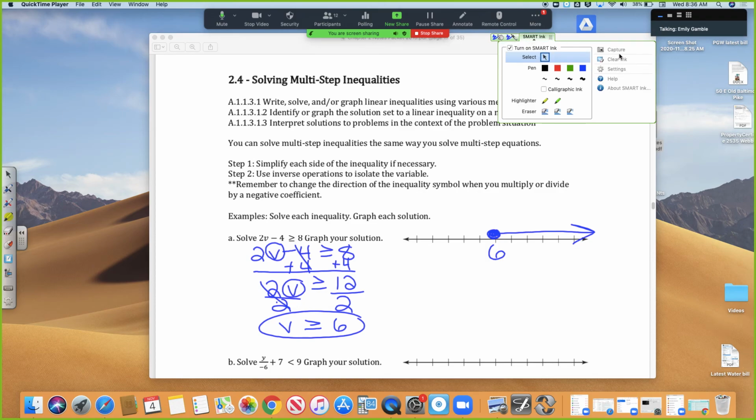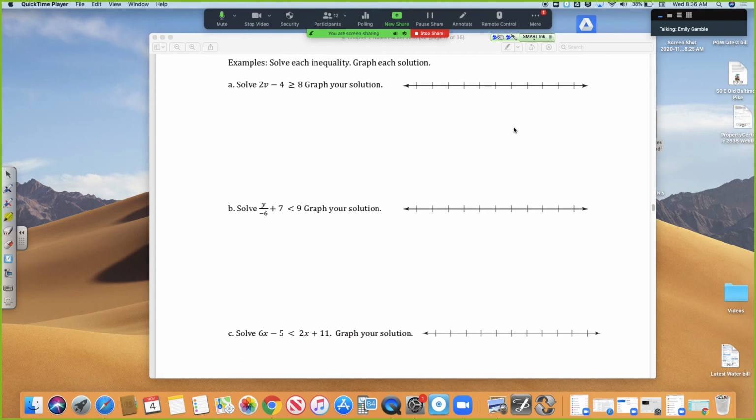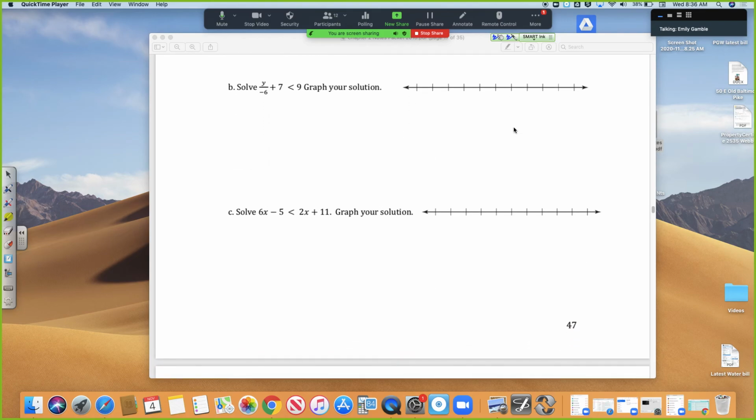Letter B is a little bit more tricky. So if we look at letter B, it says solve y divided by negative 6 plus 7 is less than 9. Again, I like to rewrite these just because it's easier for me, but this is not necessary. So I'm solving for y. For this problem, the first thing I want to do is get rid of that extra plus 7 on the end. So to get rid of the plus 7, I'm going to subtract 7 from both sides. So minus 7 here and minus 7 here. These 7's cancel out. I'm left with y divided by negative 6 is less than 9 minus 7 is 2.